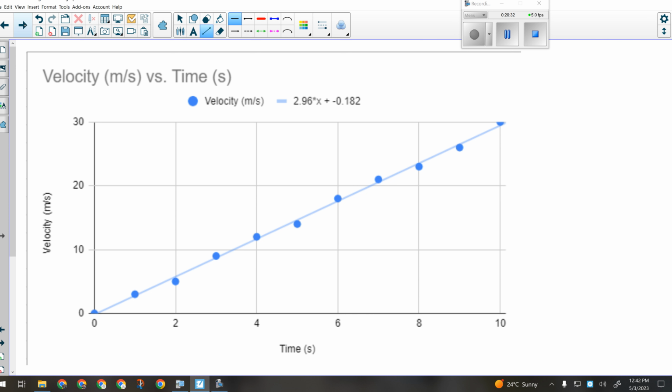What's this object doing? Got a velocity versus time graph again. Accelerating. It's accelerating. According to the graph, what's the initial velocity of this object? How fast is this object going at time zero? That would be its initial velocity. According to the equation, not zero. According to the points, possibly zero. But according to the equation, its initial velocity isn't zero.